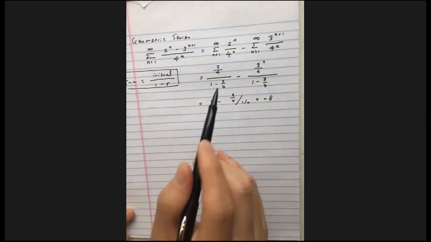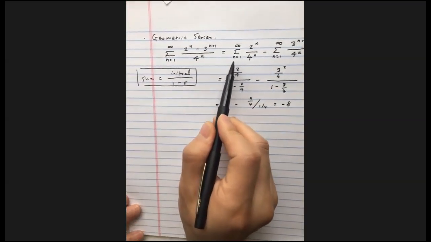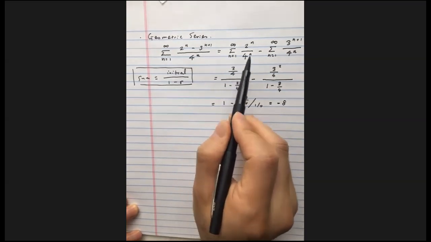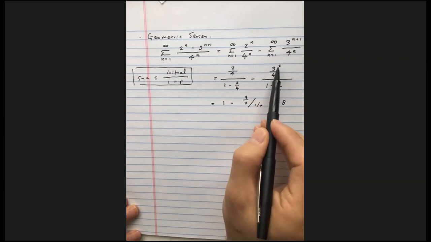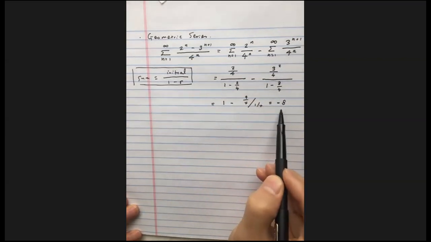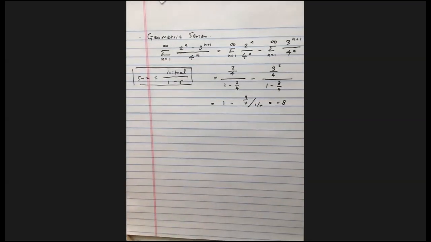And the initial value is given by the initial term here, corresponding to index n equals 1. So n equals 1 for this term is 2/4, and n equals 1 here corresponds to 9/4. Hence the value is -8 for the summation here. And that's how you solve this problem.